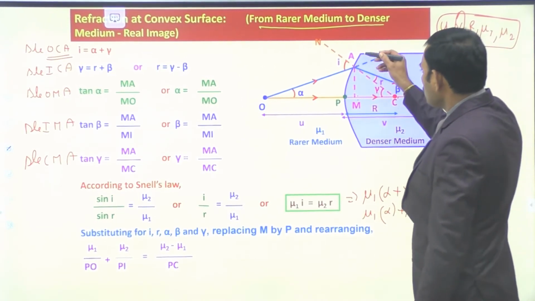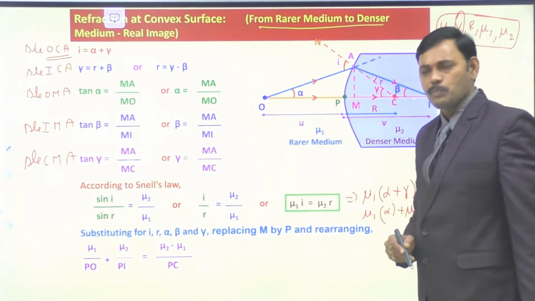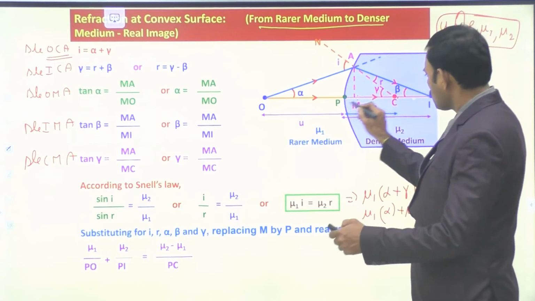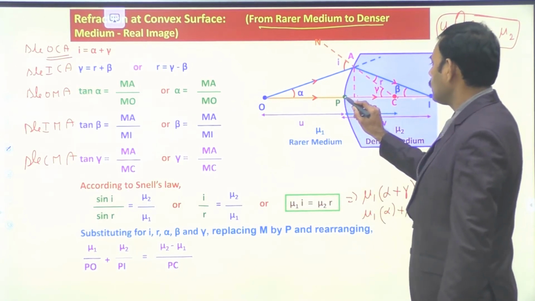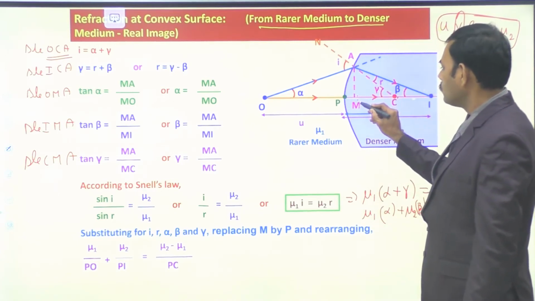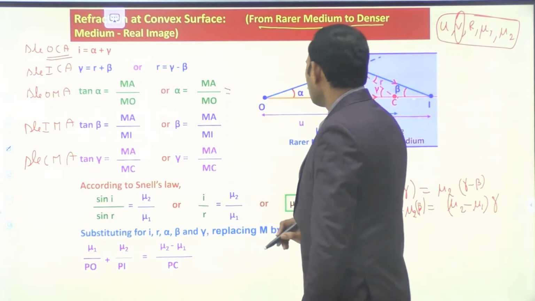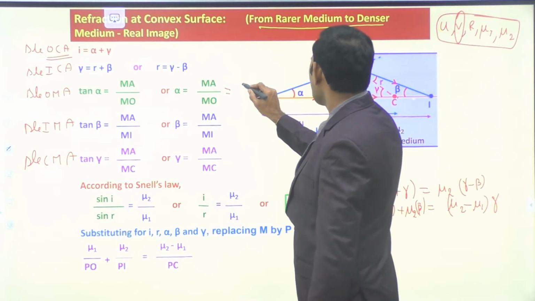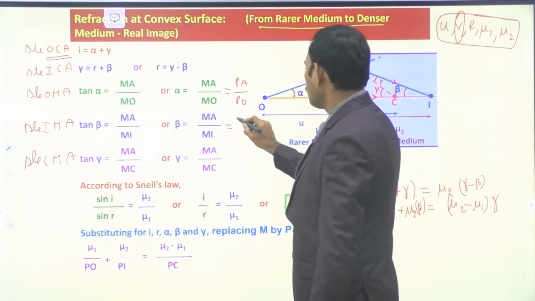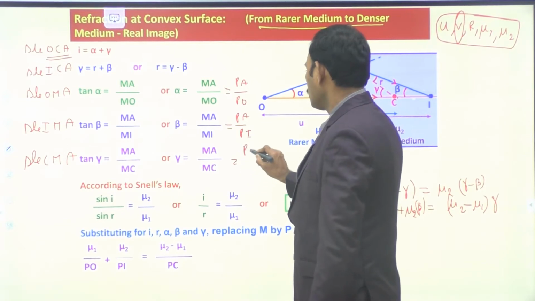Moreover, if the aperture of the refracting surface is very small, then we may coincide M with P. There is not much considerable difference between M and P. The distance of separation between the foot of the perpendicular and the pole is negligible in value. They almost coincide with each other. So that's why alpha, MA divided by MO, is also equal to PA divided by PO, and replacing M by P, this is PA divided by PI, as well as this is PA divided by PC.